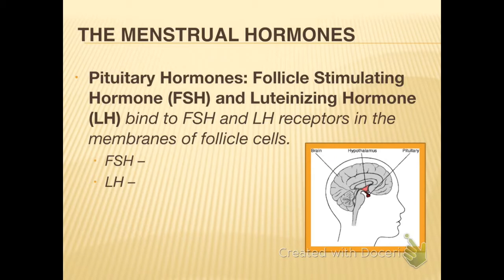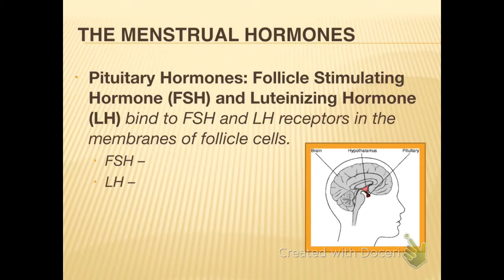Remember, the pituitary gland is located near the brain, so these two hormones are secreted by the pituitary gland and work within this process. The first is called follicle stimulating hormone, or FSH, and this hormone is going to bind on receptors on the membrane of follicle cells. Follicle cells are basically a protective casing around the developing egg. And so this hormone is going to bind to those cells, and it's going to cause a few things.